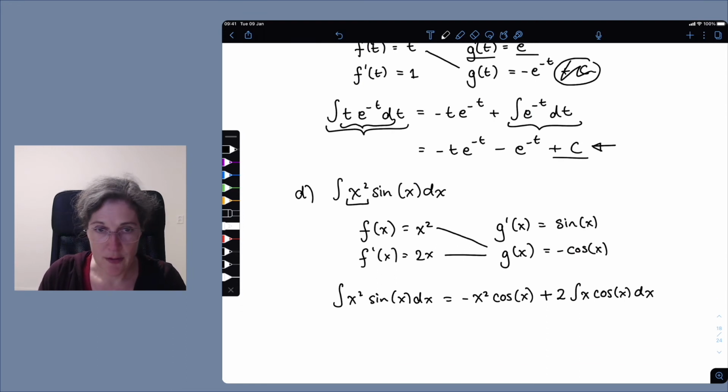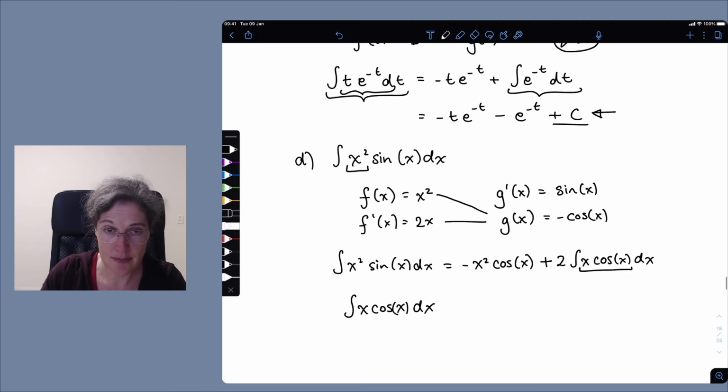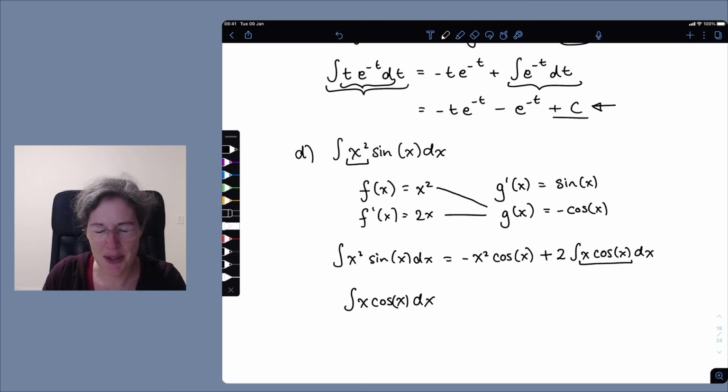And at this point you might feel slightly annoyed, because notice this isn't something that we can just integrate simply. And so sometimes what happens is you need to use integration by parts twice. So we're going to do the same trick again. We're going to integrate x cos x dx using parts, because we can't use substitution here. You can check it.